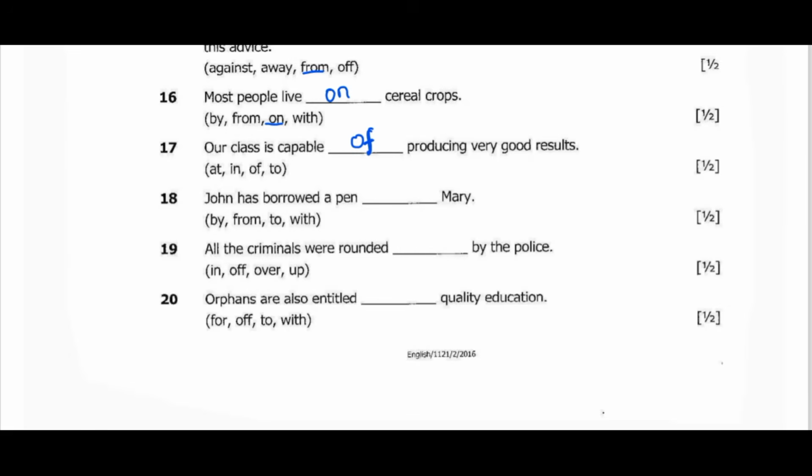Then 18, Johnny has borrowed a pen. You borrow from someone, so has borrowed a pen from Mary. All the criminals were rounded. So here it's like an idiom. To be rounded up means to be arrested. So were rounded up by the police.